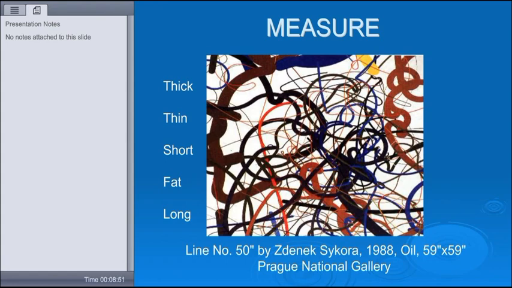And I chose this painting by Zdeněk Sikora. It was painted in 1988. This is your credit line. It hangs in the Prague Gallery, and it's 59 inches by 59 inches. And what I wonder, of course I haven't counted, is how many lines are in there? Does this mean that this painting is line number 50? Is this painting number 50? Or are there 50 lines in this painting?